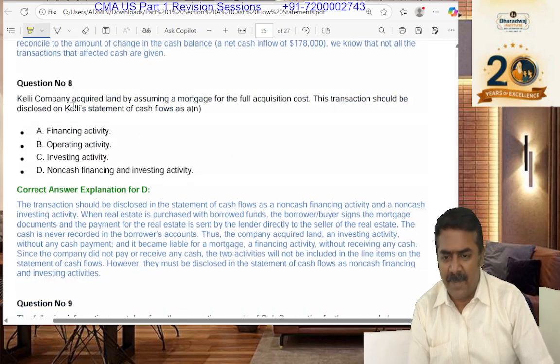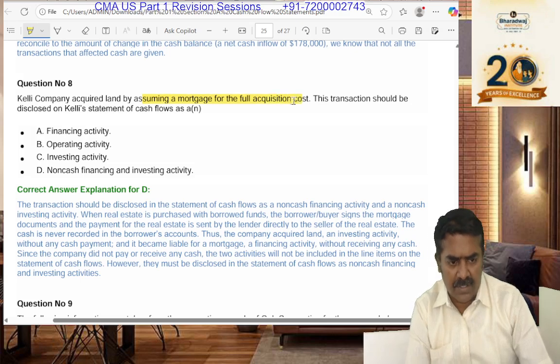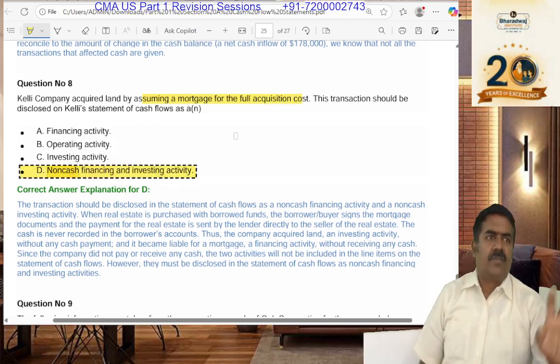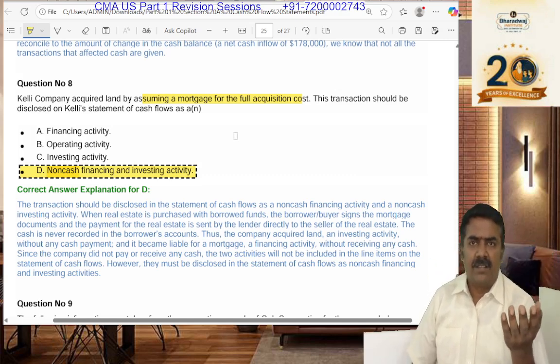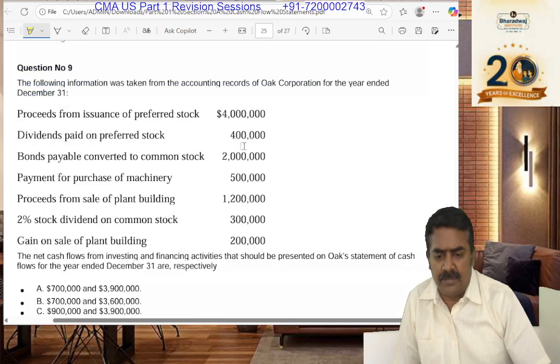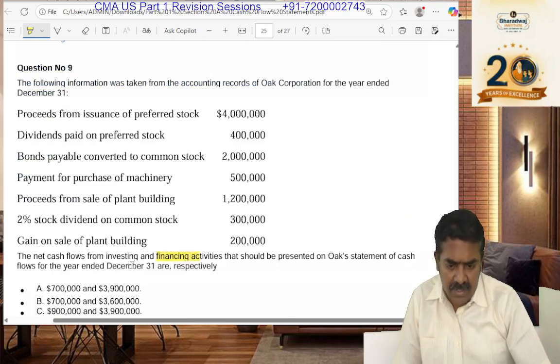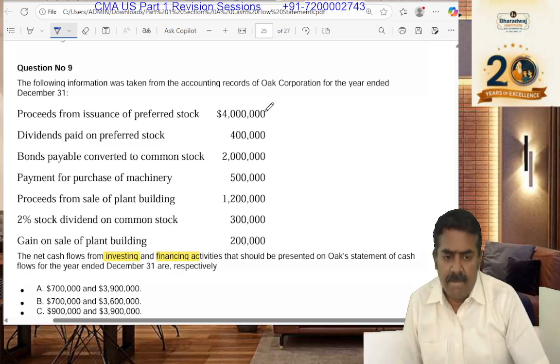Kelly company acquired land by assuming a mortgage for the full acquisition cost. The transaction will be recorded as which one? Non-cash financing activity. For example, I purchased an asset from you on loan. Did I pay or did I get money for the loan? It's not a cash item, it's a non-cash item. Investing and financing activity. Investing and which one? Financing activity. This is investing activity, so financing activity.